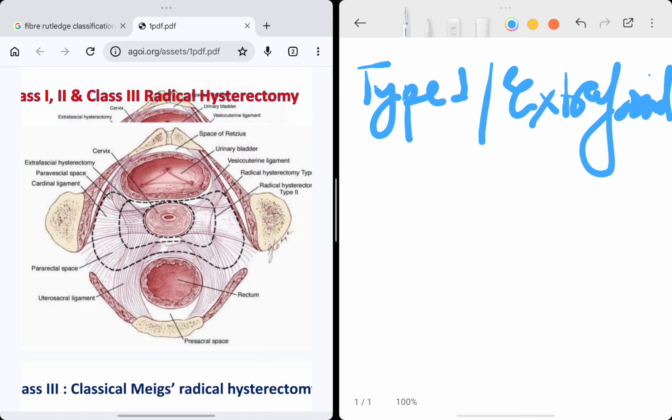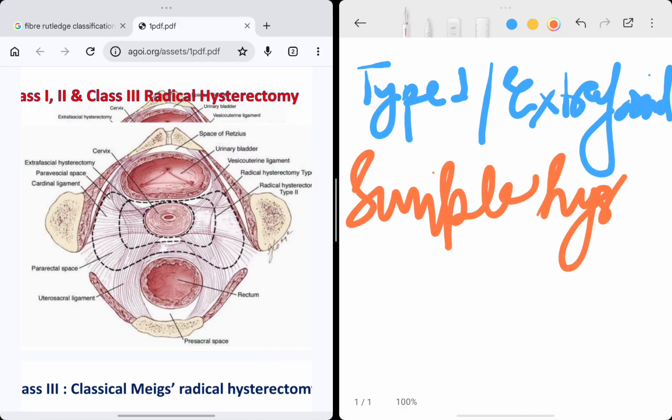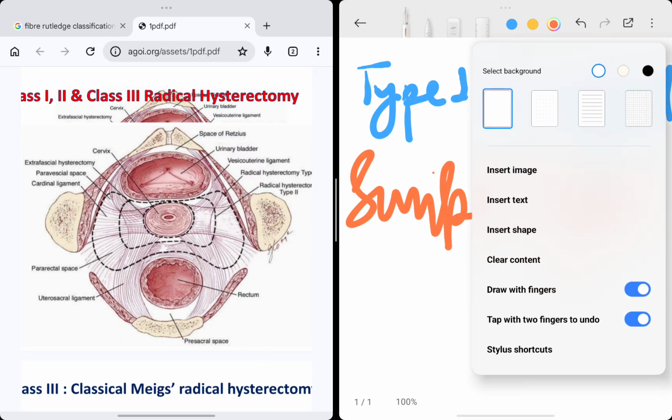So see the diagram on the left side of the screen. The center is shown as the cervix, and when the tissue is removed just around the uterus and closely to the uterus, then this is type 1 of radical hysterectomy. This type 1, also known as the extrafascial hysterectomy, has another name also, which is simple hysterectomy. So this is the simple hysterectomy that we do in our routine practice.